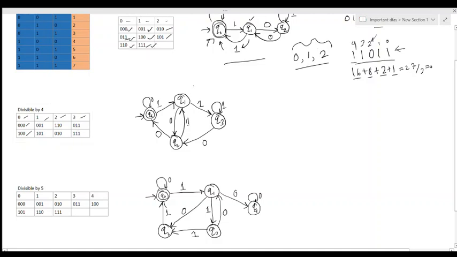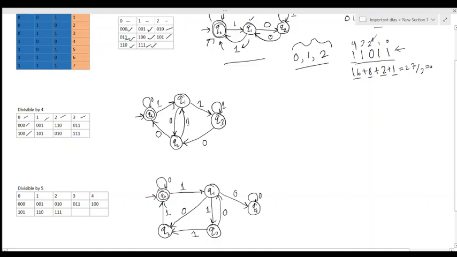Now again, similarly, we start with a 0 transition to itself at Q0. Q0 is remainder 0, Q1 remainder 1, Q2 remainder 2 and Q3 remainder 3. There is a transition with 1 to Q1, so 0 1 is recognized by this value.